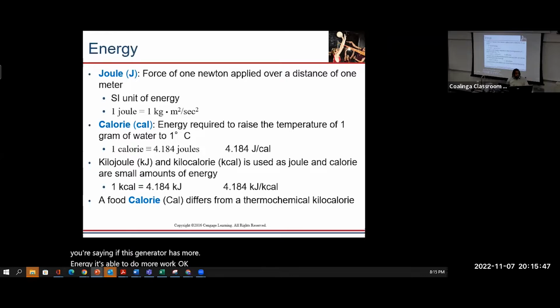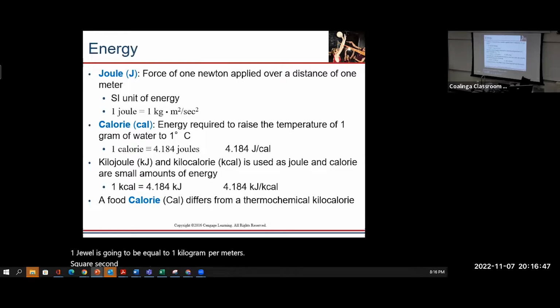Okay, now the unit for energy is joules. That's for SI. You guys remember SI units? A joule is defined as a force of 1 newton applied over a distance of 1 meter. So if I pull him all the way across for 1 meter, the force that I'm applying to do it represents that. So 1 joule is equal to 1 kilogram meter squared per second squared.